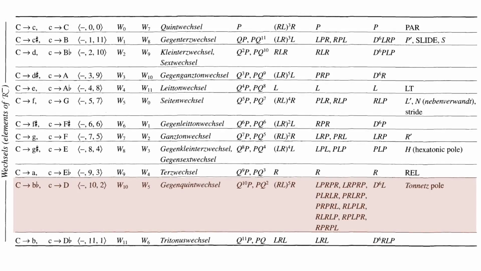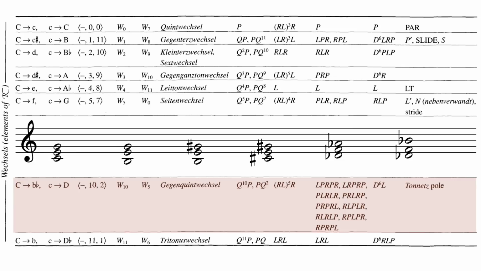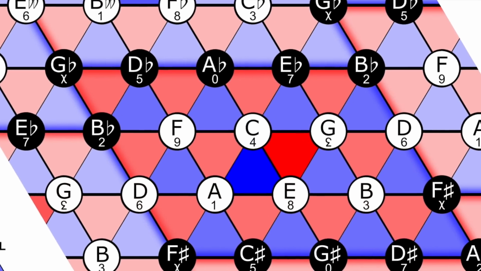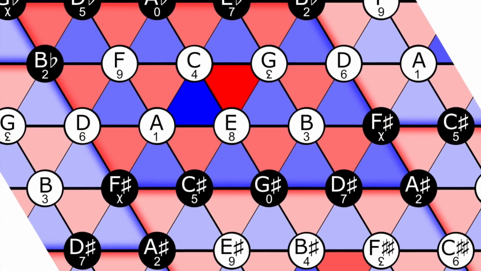It's the only relationship where you need 5 basic relation steps to get from point A to point B. This makes it the tonnetz's pole. It is the furthest possible point on this lattice structure away from whatever you defined your starting point as.